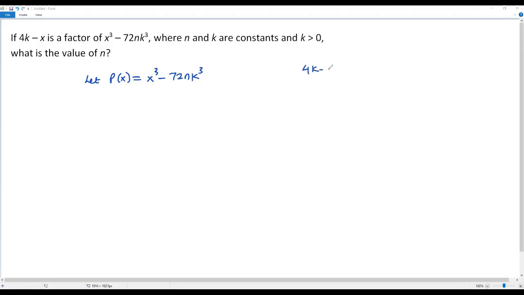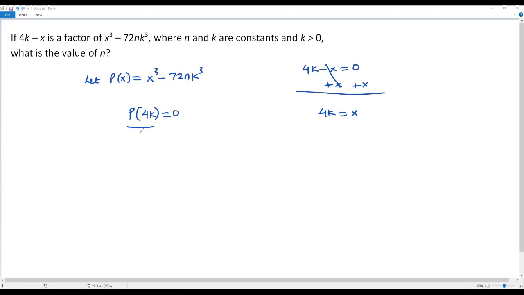Okay, let me do it. That is 4k − x = 0. Now let me add x to both sides of this equation. Then −x and +x will cancel out. I am getting 4k = x. Here I equated this factor to 0 and solved for x, that is x = 4k. Now we can consider the factor theorem. When 4k − x is a factor of the polynomial function p(x), then when I plug in the value 4k for x, it must be equal to 0 according to the factor theorem. So that is p(4k) = 0.